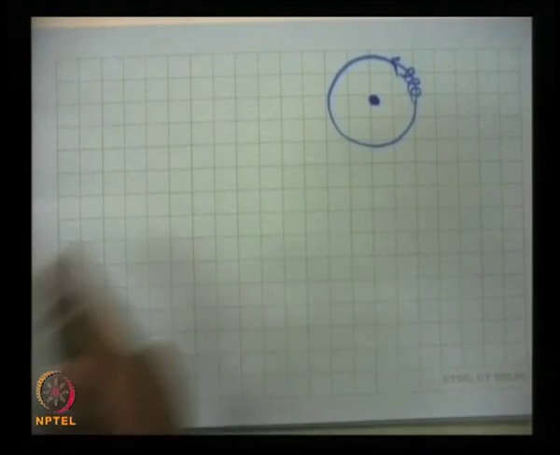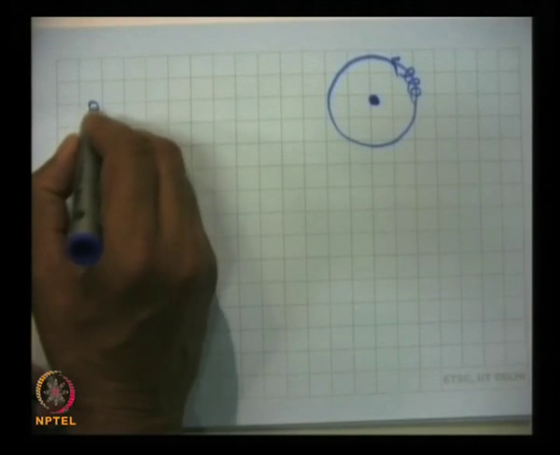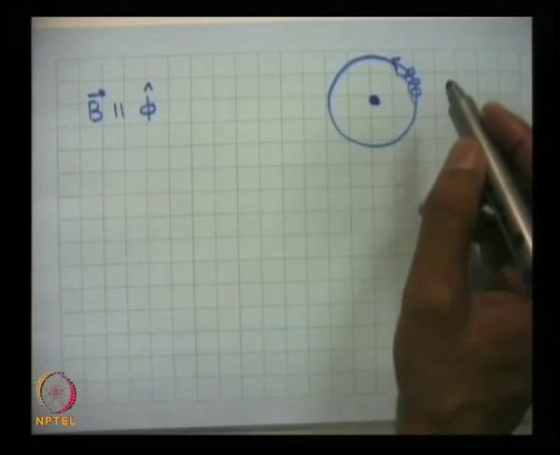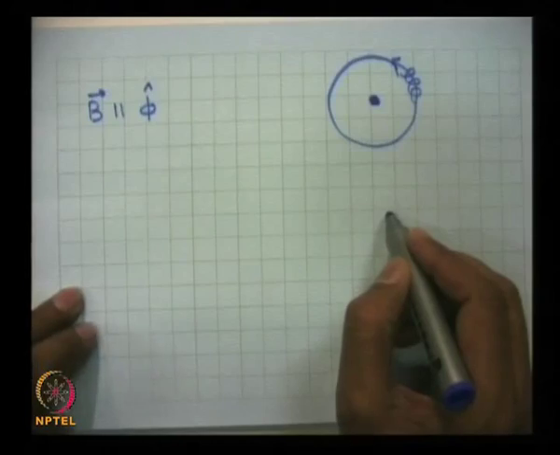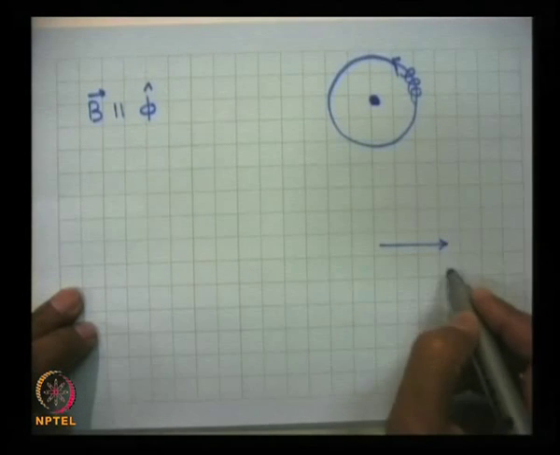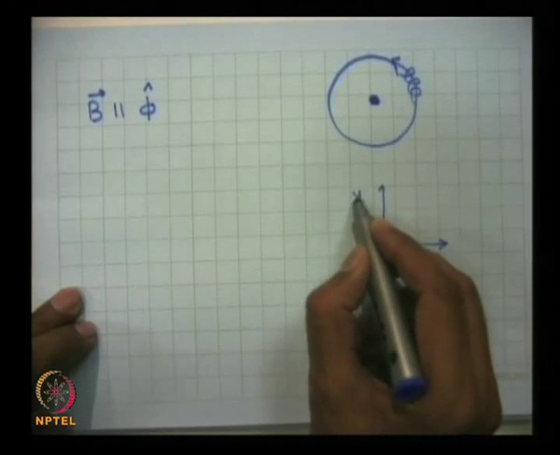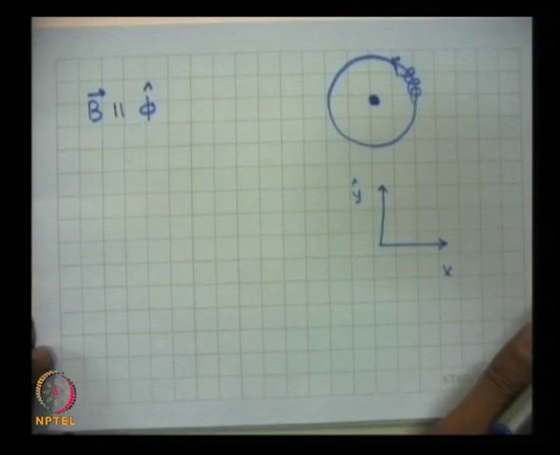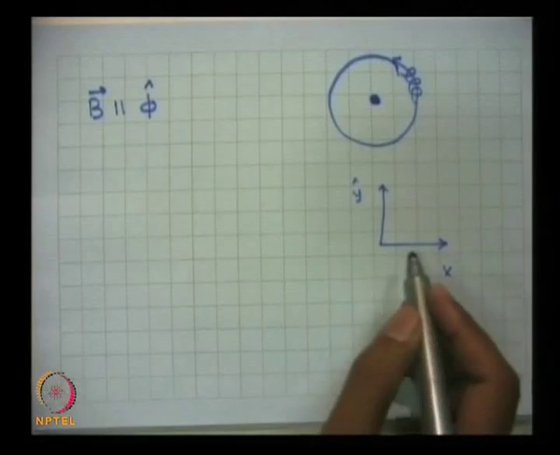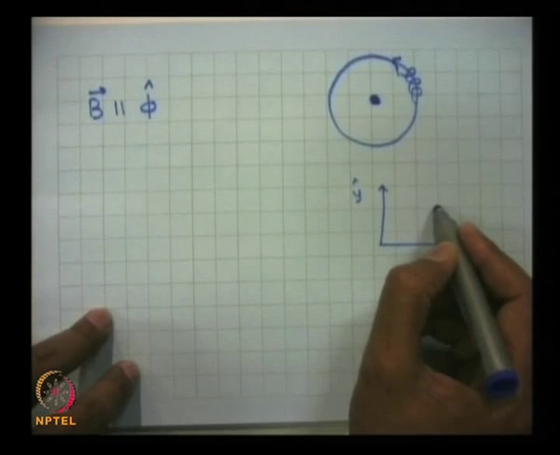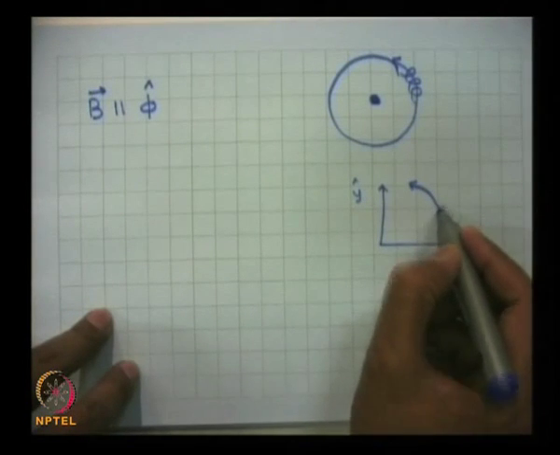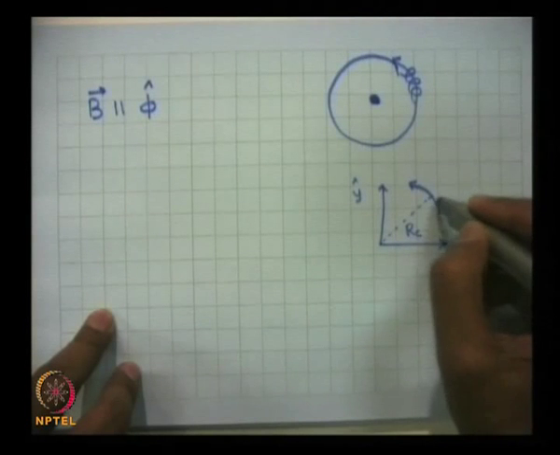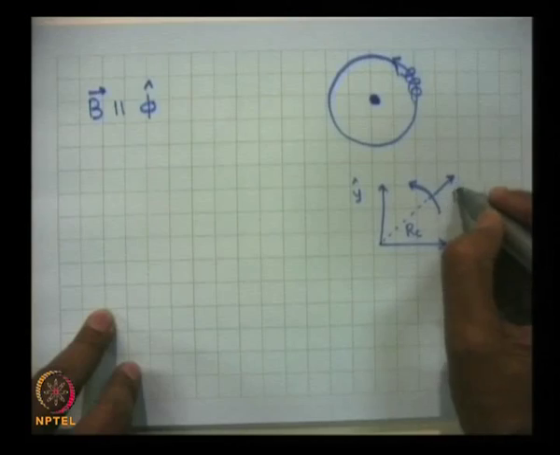To understand this issue, I will consider a special case of magnetic field. Suppose magnetic field is parallel to azimuthal direction phi. Means I am considering a cylindrical polar coordinate system. Suppose this is my x-axis, this is my y-axis, and z-axis is perpendicular to the plane of the screen. Let me consider a line of force which is going like this in the phi direction, and the radius of curvature is RC, and the direction normal to the line of force is unit vector RC cap.